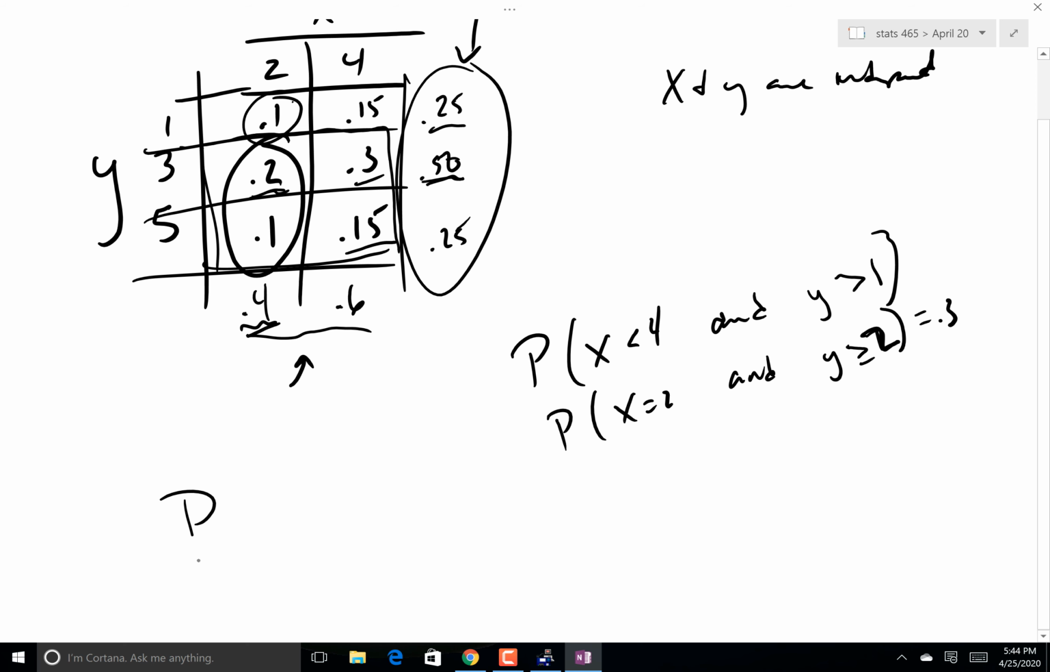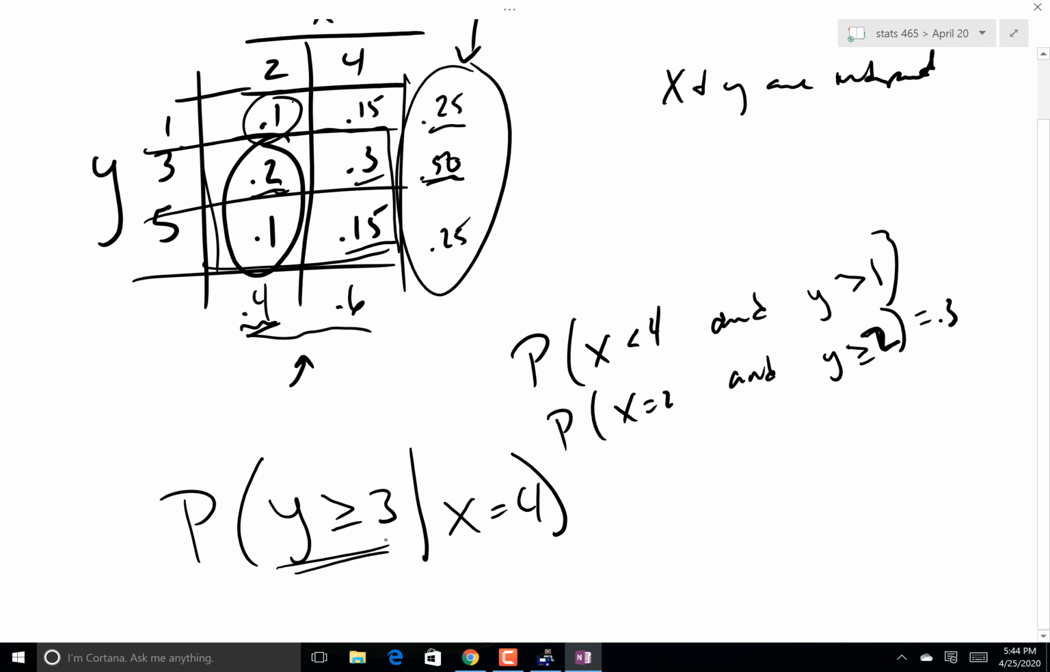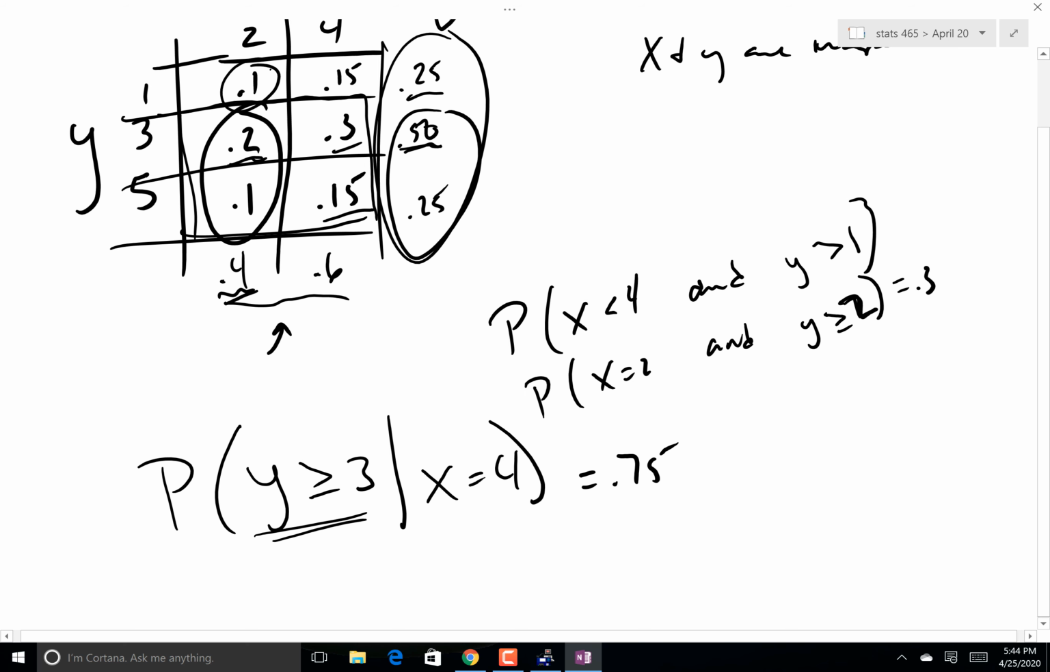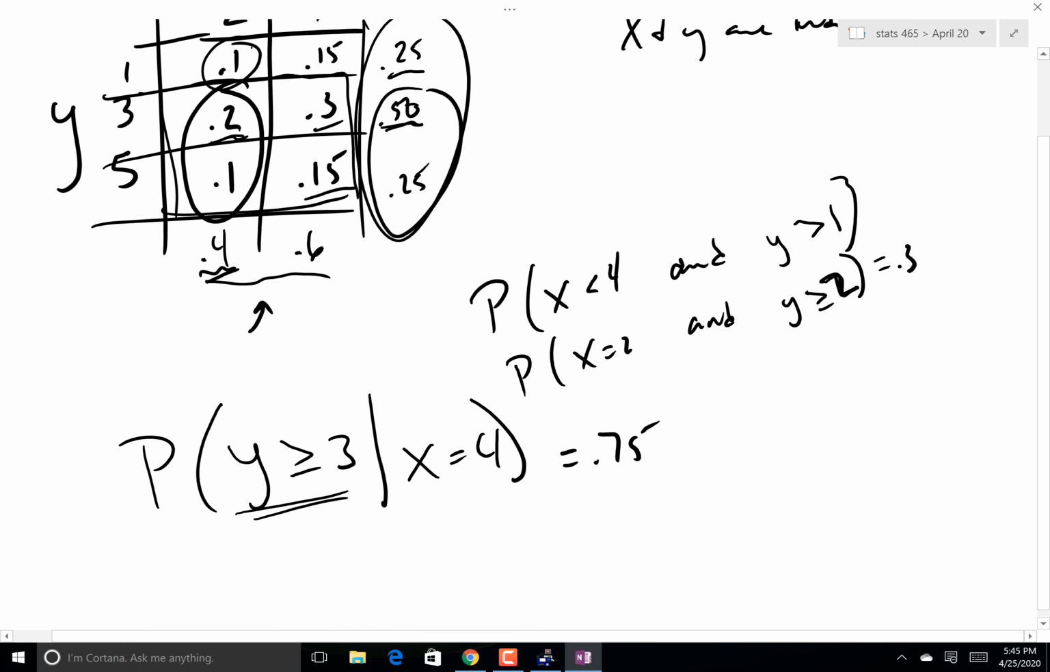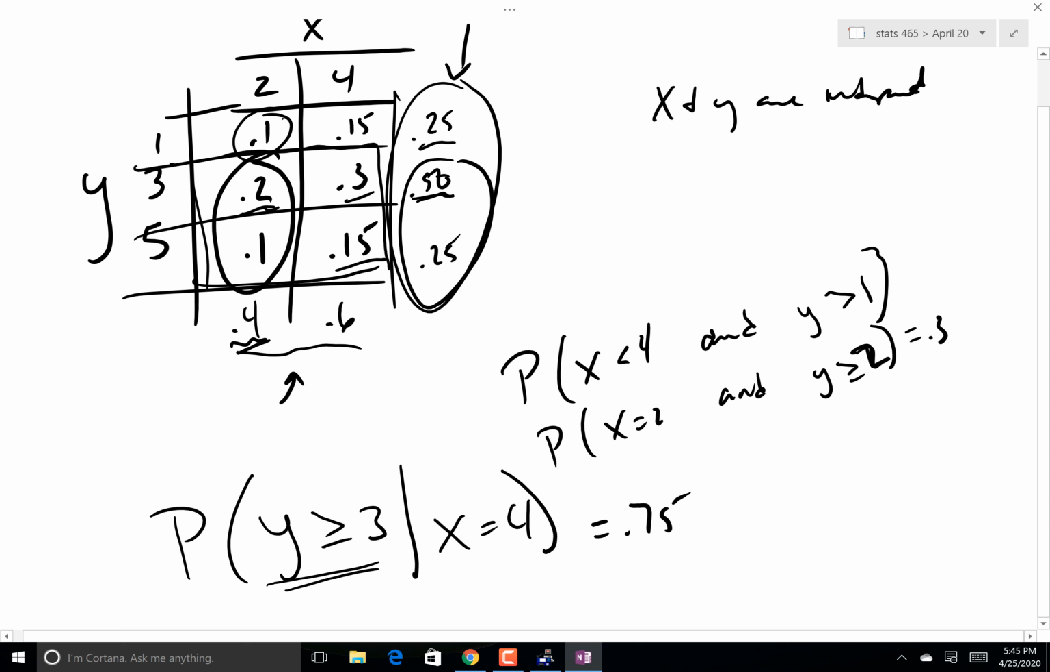What's the probability that Y is greater than or equal to 3 given that X equals 4? Well, first off, they're independent, so I'm not going to fool with it. I'm just going to go with it. Probability that Y is bigger than or equal to 3 is 75%. You with me? Boom, done. It's pretty straightforward. Because why is that? Because they are independent. I don't care what X is doing. X can be whatever X wants to be. I couldn't care less. Because they are still going to be the same problem.